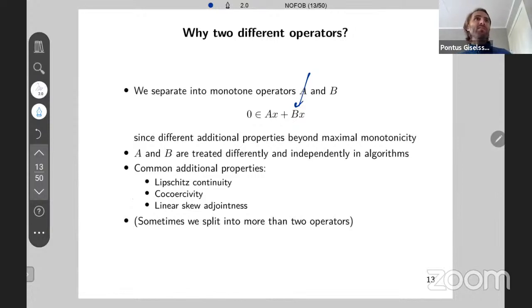And these operators A and B, first of all, they are maybe treated differently in the algorithm. You can perform different types of operations on the two operators in the algorithm, and also they are treated independently. So you never do operations on A and B at the same time, but you do perform operations on A and B individually, and then you try to add up some things so that the algorithm will converge. And sometimes we split into even more operators. If we have 3 different operators or 4 with different properties, we can split them into that many operators sometimes, and also treat all of them differently and independently.